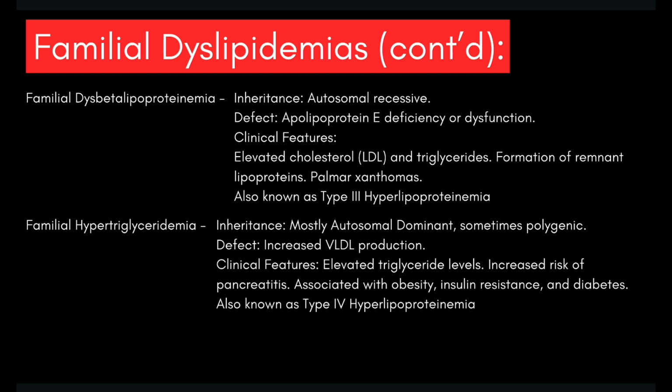Next, we have familial hypertriglyceridemia. This one is inherited mostly in an autosomal dominant fashion, but sometimes inherited polygenically as well. The main defect seen here is increased VLDL production. The clinical features seen are elevated triglyceride levels, increased risk of pancreatitis, and association with obesity, insulin resistance, and diabetes. This one is known as type 4 hyperlipoproteinemia as well.